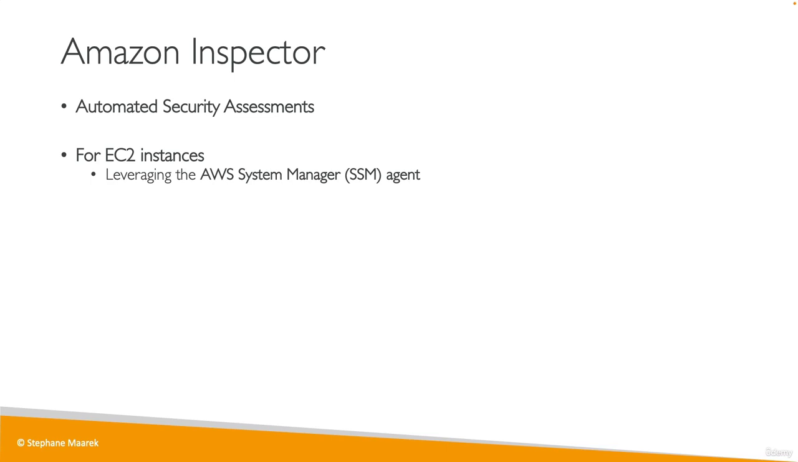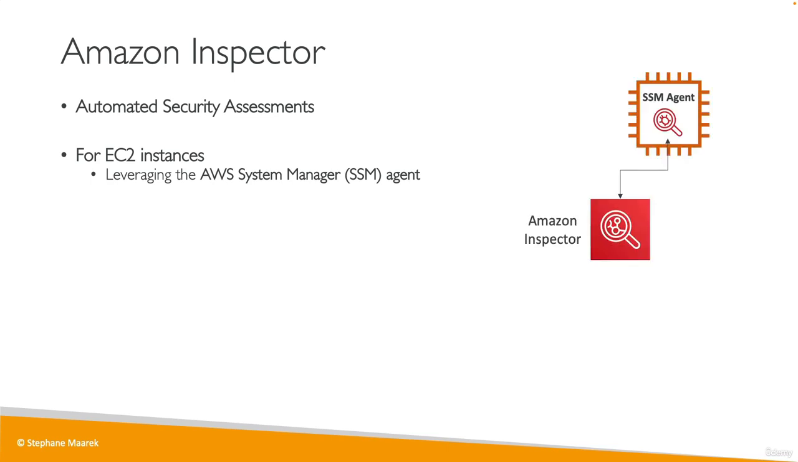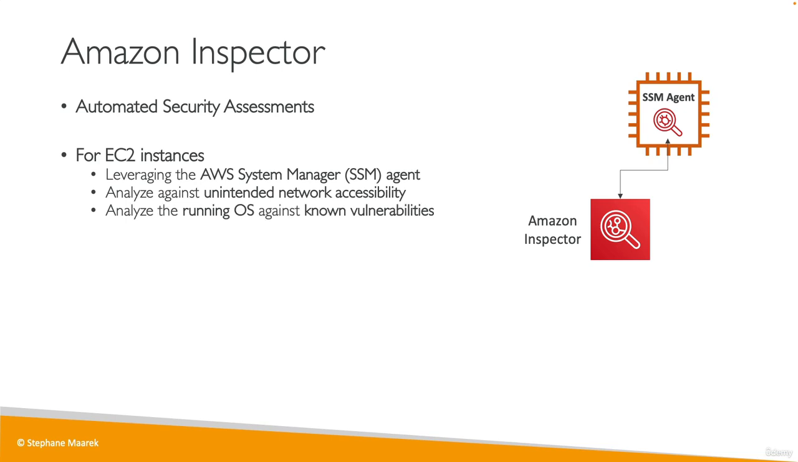So you are going to be leveraging the Systems Manager agent on your EC2 instances, and Amazon Inspector is going to start to assess the security of that EC2 instance. It's going to analyze against unintended network accessibility and also analyze the running operating system for known vulnerabilities. This is done continuously.